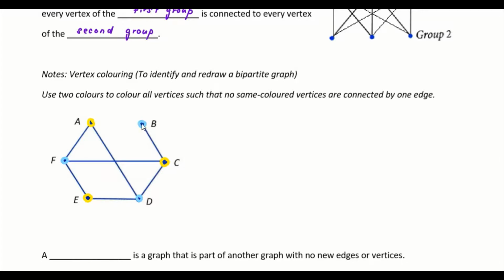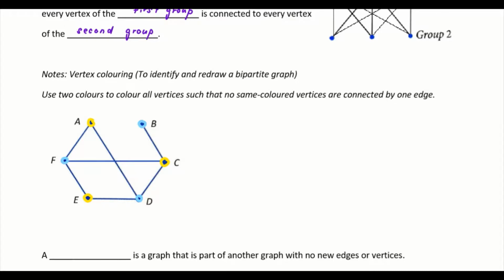So as long as you are able to color all the vertices such that there are no same color vertices connected by one edge, then this graph is a bipartite. If it's not a bipartite, right, then you wouldn't be able to do so. Yeah, so that's the idea of it.